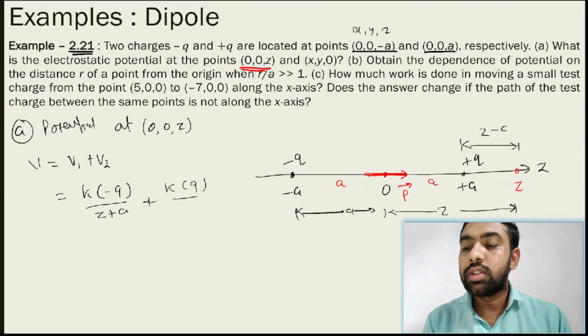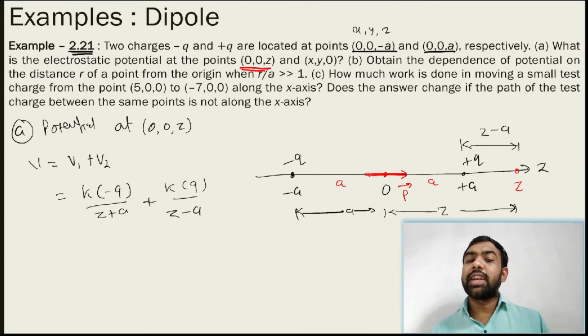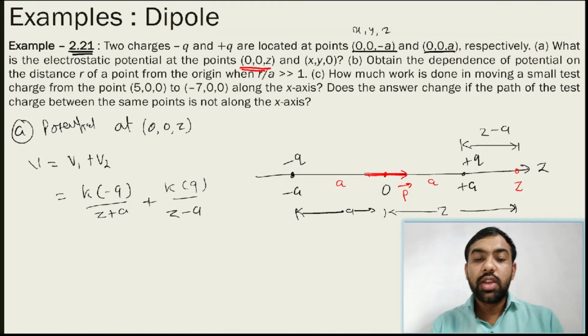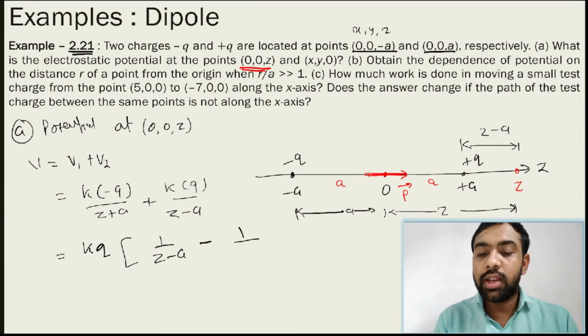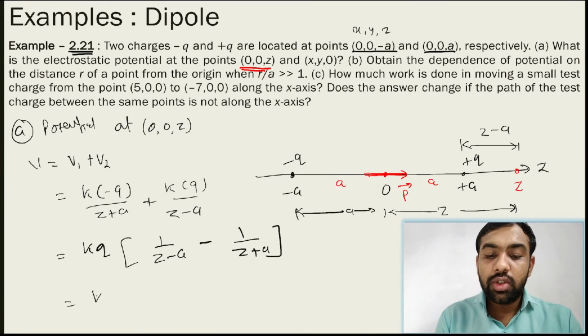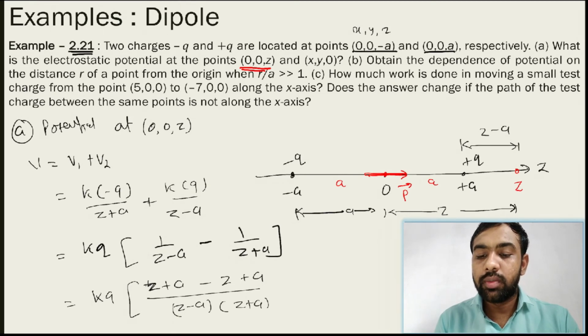So that is what z minus a is. So upon z minus a, you just write down kq upon r, where r is whatever is given to us. Okay, so they just take kq common out, so 1 upon z minus a minus 1 upon z plus a. Simplify this one, so kq, z plus a minus z plus a upon z minus a into z plus a.